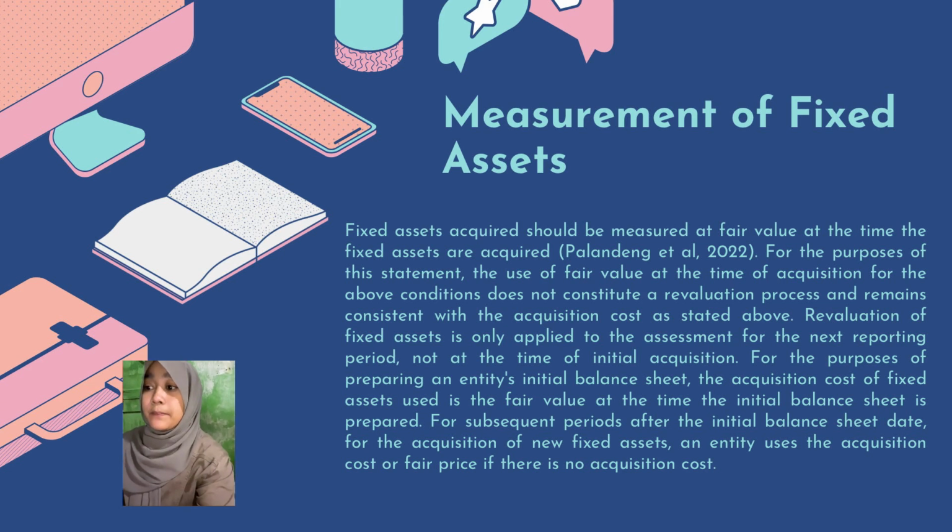So the next one is measurement of fixed assets. Fixed assets acquired should be measured at fair value at the time the fixed assets are acquired based on Palending 2022. For the purpose of this statement, the use of fair value at the time of acquisition for the above condition does not constitute of evaluation or re-evaluation process and remains consistent with the acquisition cost as stated above. Evaluation of fixed asset is only applied to the assessment for the next reporting period, not the time of initial acquisition. For the purpose of preparing an entity's initial balance sheet, the acquisition cost of fixed assets used is the fair value at the time the initial balance sheet is prepared. For subsequent periods after the initial balance sheet date, for the acquisition of new fixed asset an entity uses the acquisition cost or fair price if there is no acquisition cost.